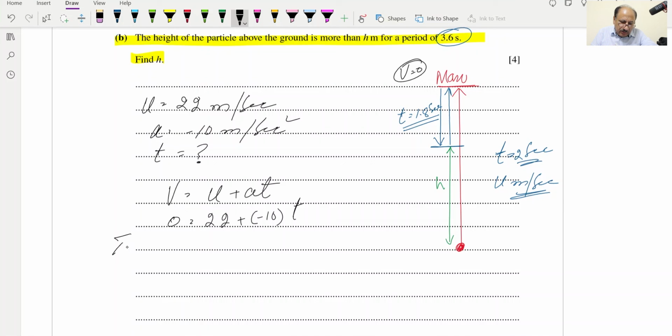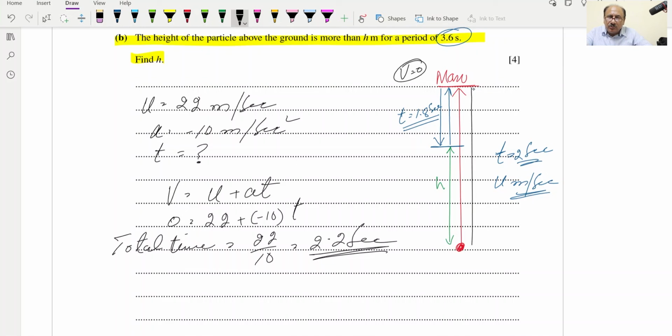So total time will be equal to 22 divided by 10, which is equal to 2.2 seconds. So 2.2 seconds is the time of flight of this whole journey. And time of flight means going to the maximum level, you can say. From this point to this point, it is taking 2.2 seconds to reach the maximum level.